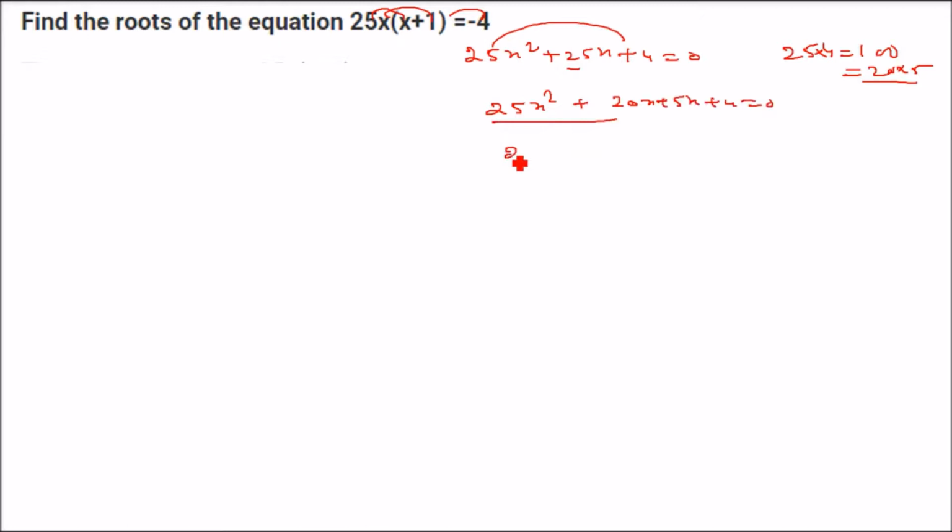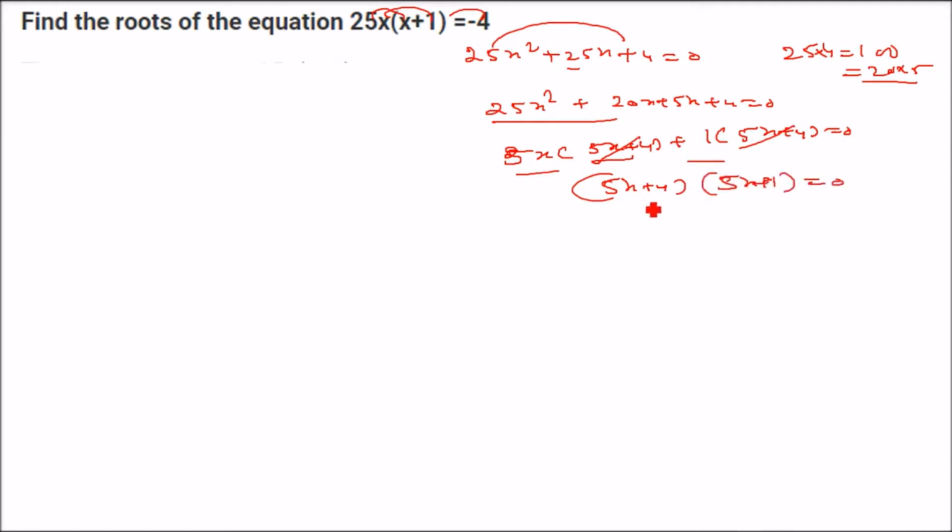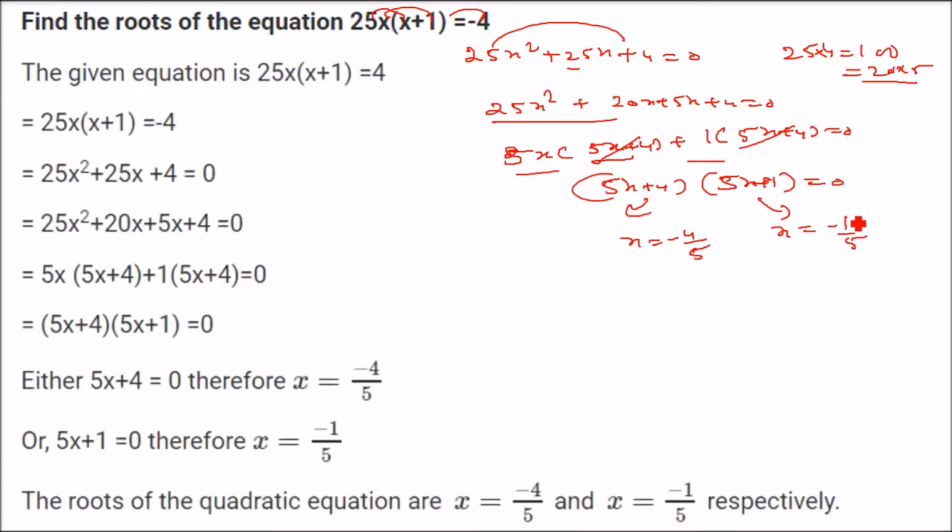Now take from here 5 into 5 is 25. So 5x common you take. You get 5x plus 4. You take 1 common from here. 5x plus 4 equal to 0. 5x plus 4 you take common. So you get 5x plus 1. Now put this equal to 0, you get x equal to minus 4 by 5. You put 5x plus 1 equal to 0, you get x equal to minus 1 by 5. So minus 4 by 5 and minus 1 by 5, these are the roots of this quadratic equation.